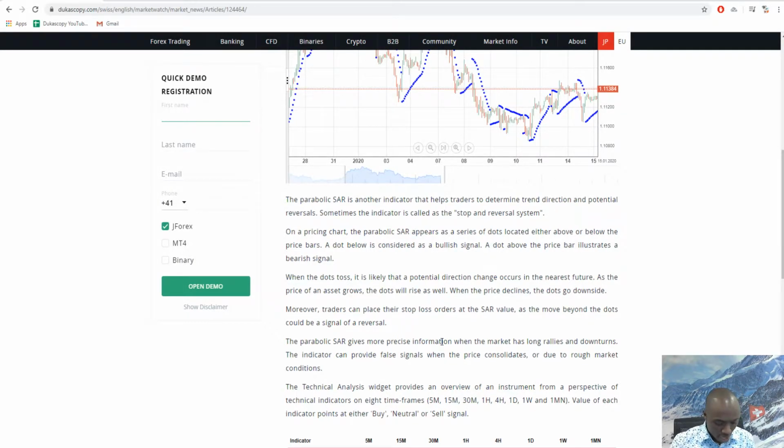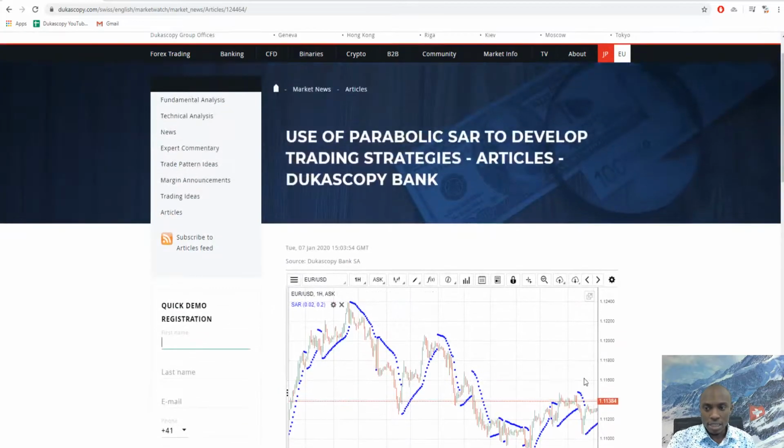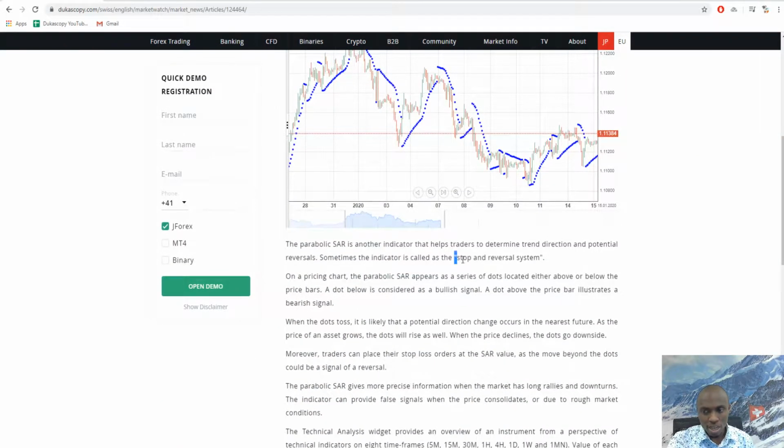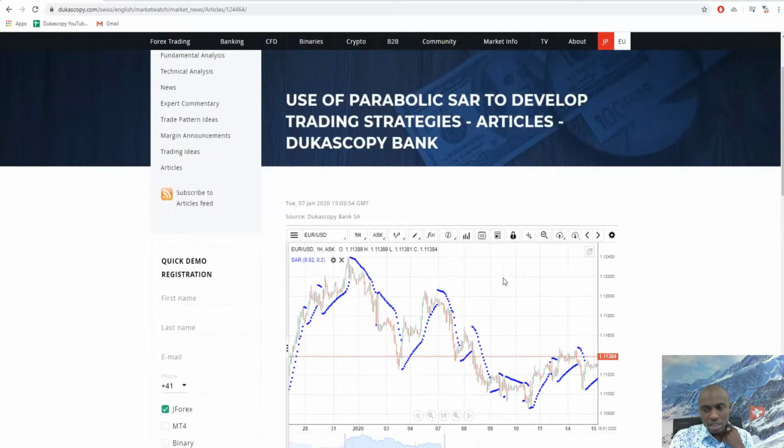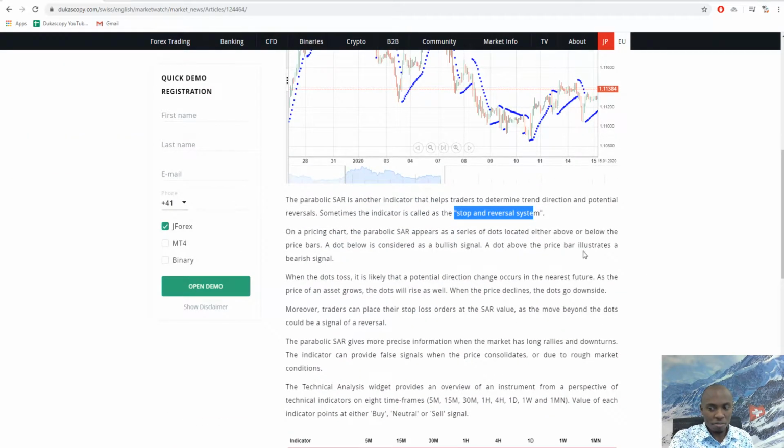Parabolic SARs, I would say, is a trend following indicator. That's my own definition of parabolic SARs. Some people call it SARs, so it's kind of two ways, because this SARs stands for what? Stop and reversal system.